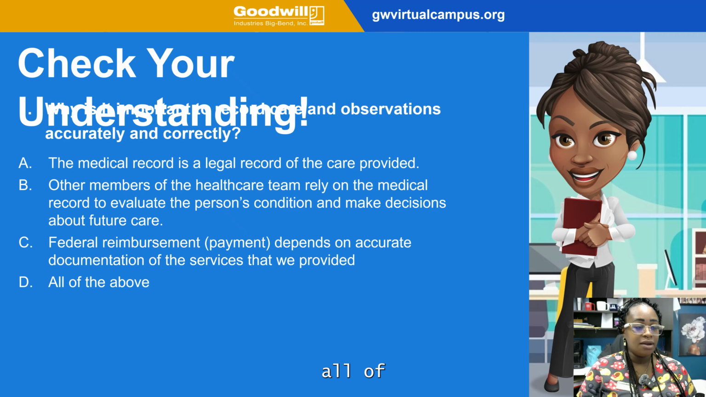If you stated D, all of the above, that is correct. The medical record is a legal record of the care provided. Other members of the healthcare team rely on these medical records to evaluate that person's condition and make decisions about them moving forward. And then there's federal reimbursement. They pay for everything that we give them. So if it's documented, we want to make sure it's documented accurately so they're not charged the wrong way or charged for something that they never received.